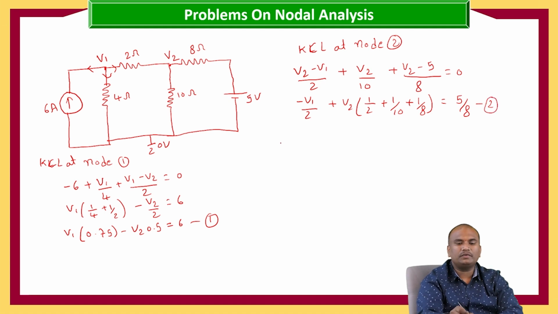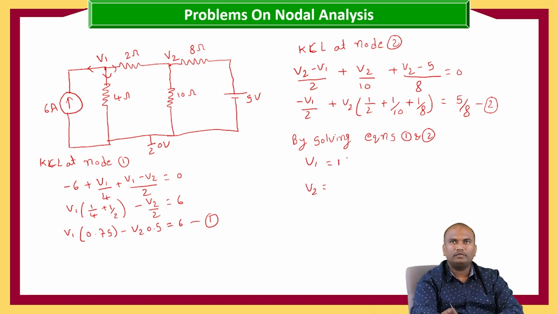By solving equations 1 and 2, we'll get V1 and V2: 15.87 volts, 11.8 volts. This is the V1 and V2 values.